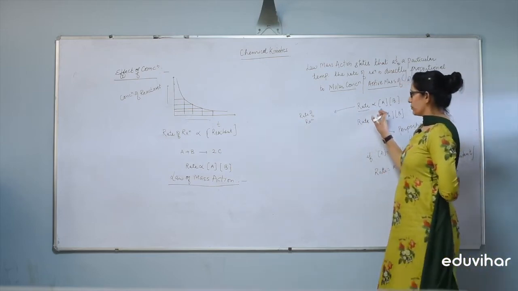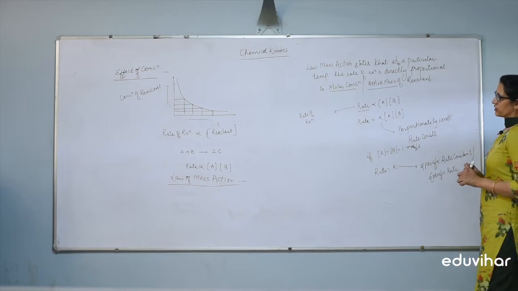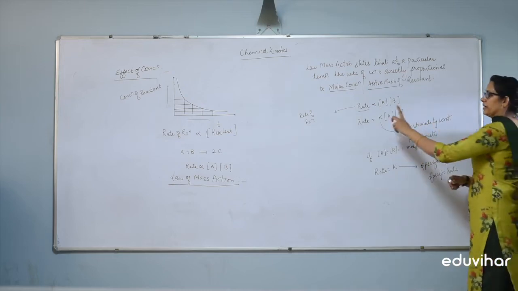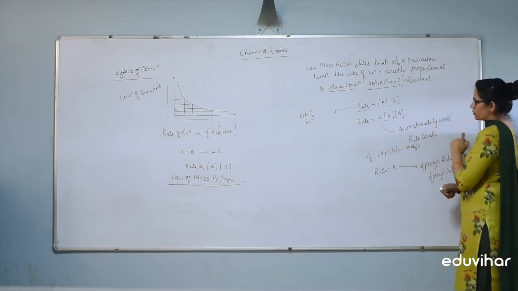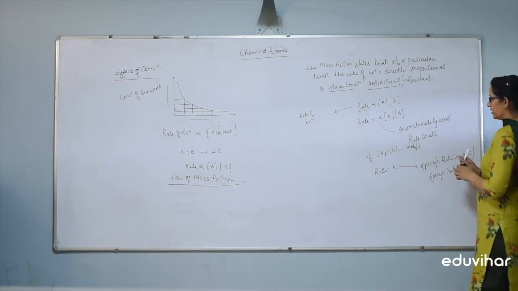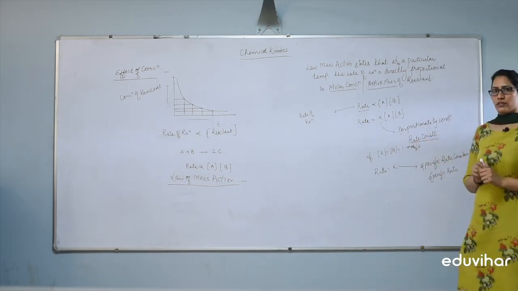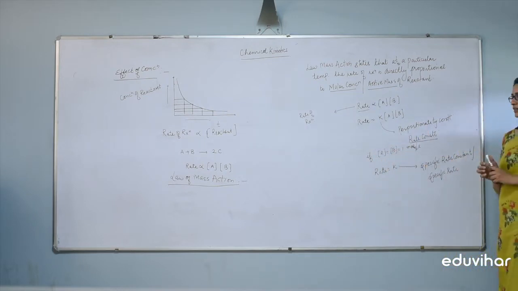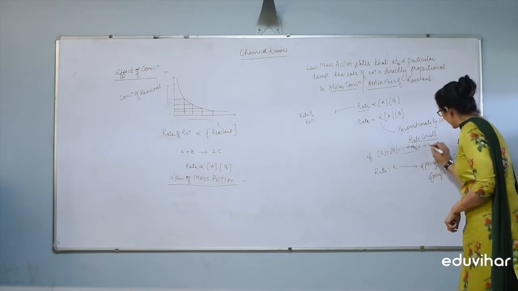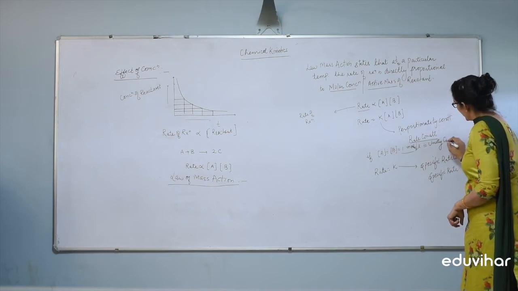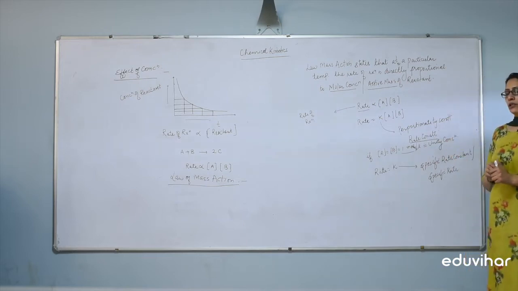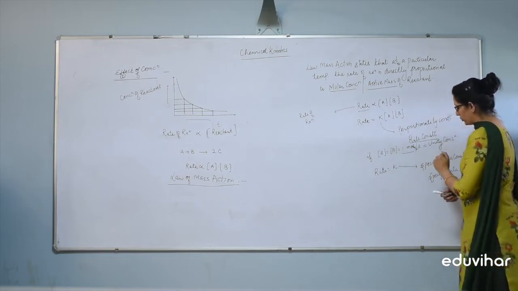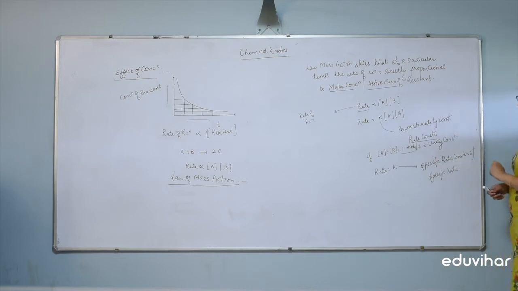What I told you: the rate is proportional, according to law of mass action, to the concentration of A into the concentration of B. Rate is equal to K. K is known as proportionality constant, and it is also known as rate constant. If the concentration of A and B is equal to 1 mole per liter, this is known as unity concentration. At that time the rate becomes equal to K, that is known as specific rate constant.